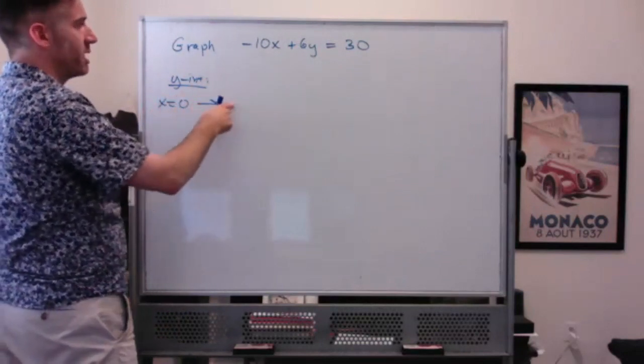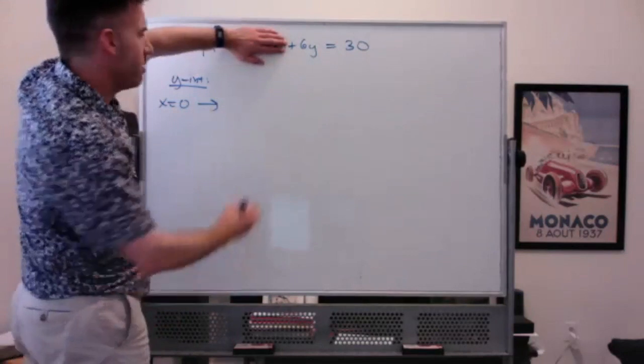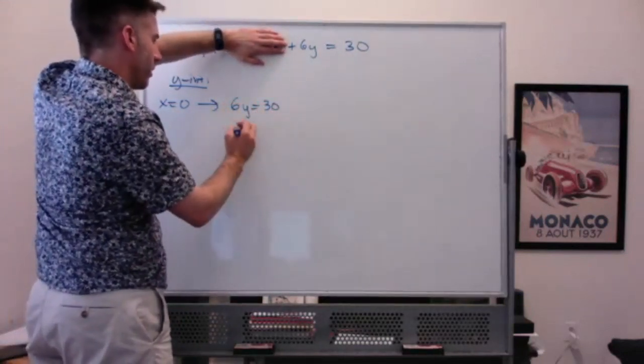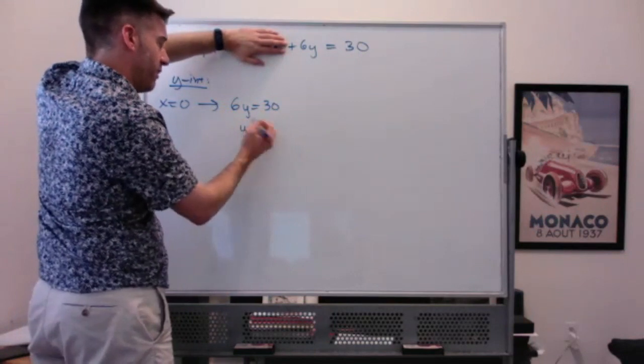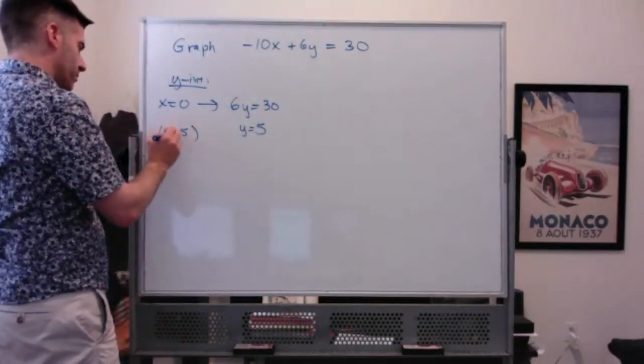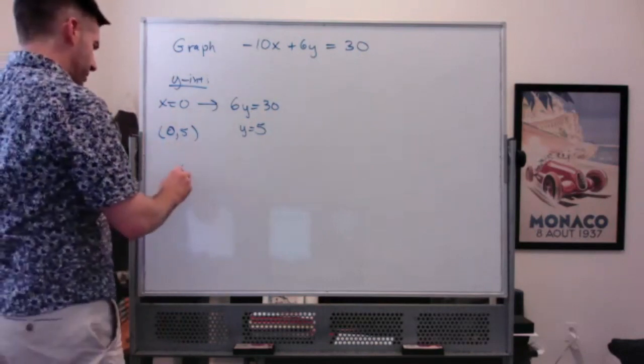That's immediately going to lead us to that being not there. So we're going to get 6y equal to 30, which means we're going to get y equal to 30 divided by 6, which is 5. So our y-intercept is the point (0, 5). X-intercept.